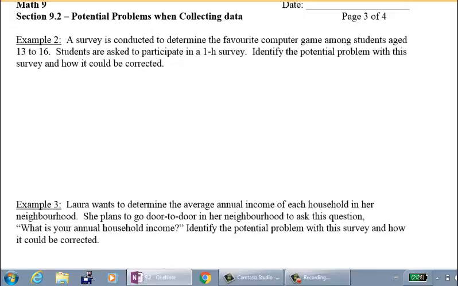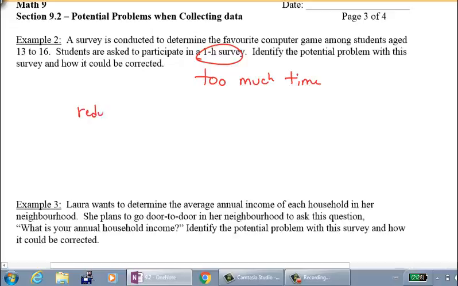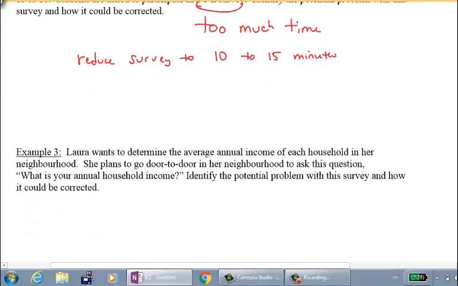If you focused on this, the 1-hour survey, you are right. That's taking way too much time. Who wants to do a 1-hour survey? So how could it be corrected? Perhaps you want to reduce the survey to maybe 10 to 15 minutes. Most people don't want to do much longer. I suggest maybe even as grade 9s, you might only want to do like 5 minutes.